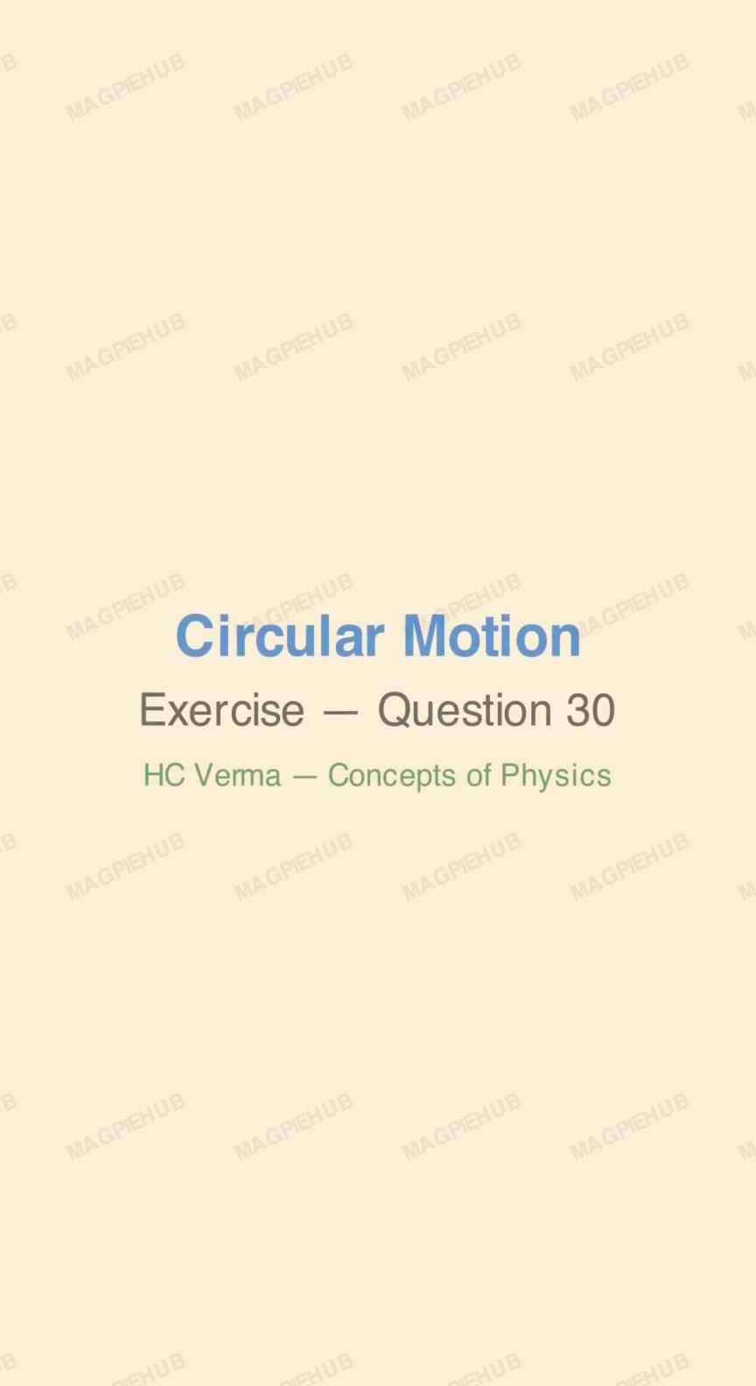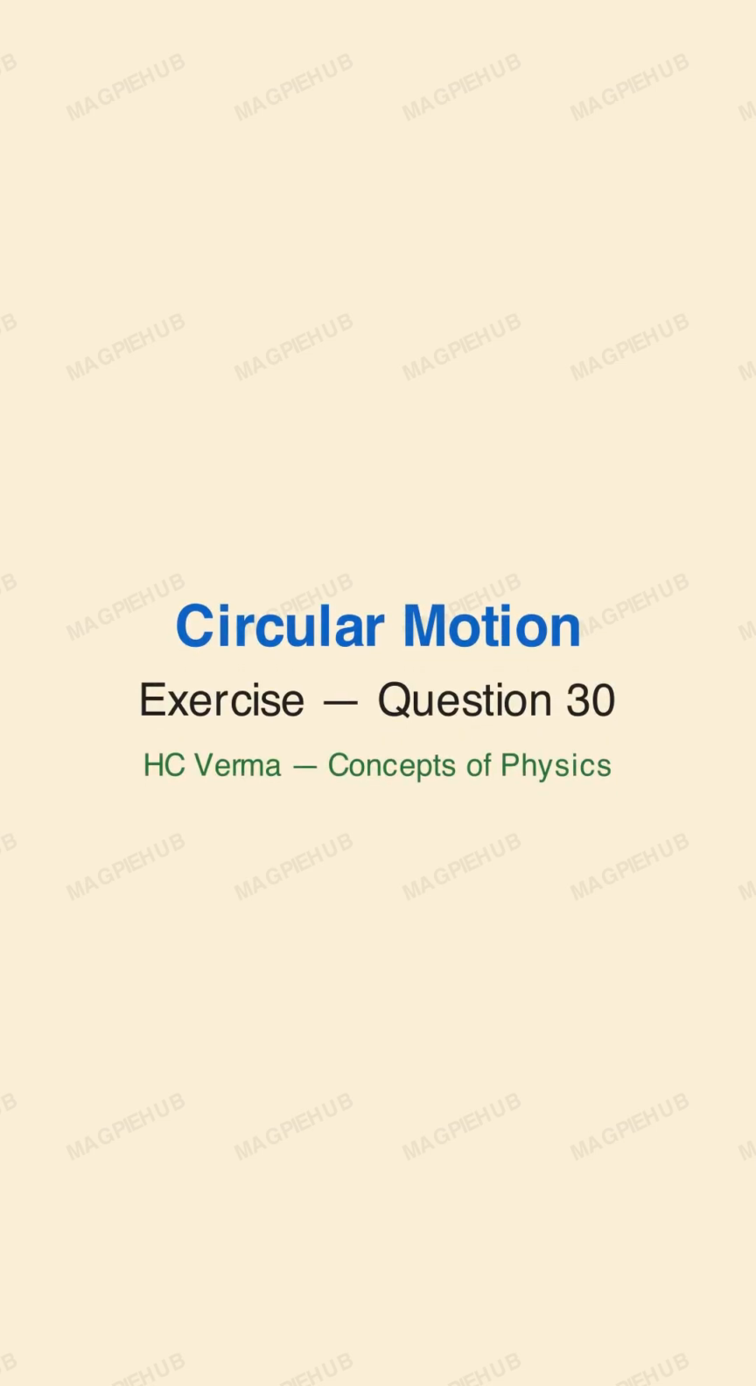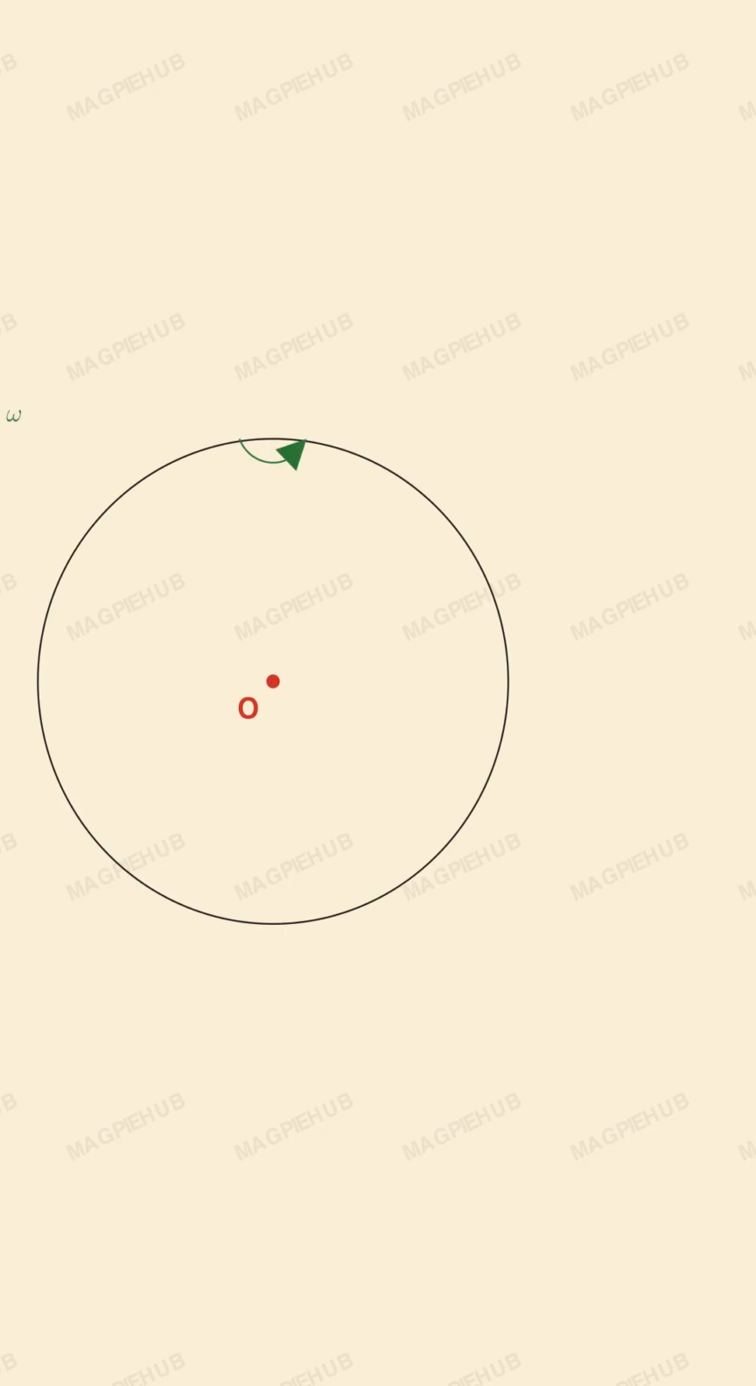Circular motion, exercise question 30, from H.C. Verma. Look at this setup. A cabin moves in a circle of large radius r about center O with angular velocity omega. Inside the cabin, there is a smooth table. A small pulley is fastened to the table.